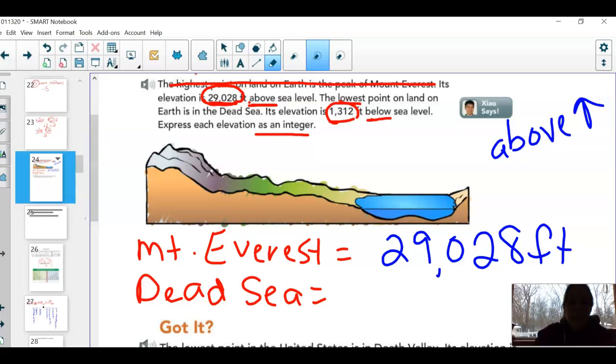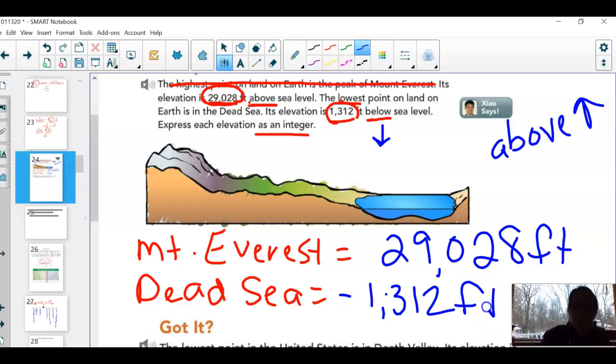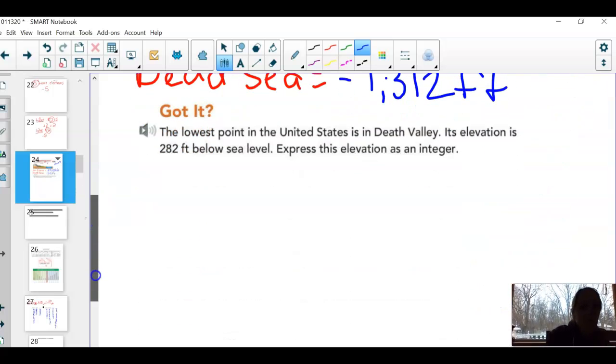Now I see the other one. Now I need Dead Sea. My number is 1,312. And I need to decide, is it positive or negative? Well, now I see below or bajo. Bajo is down or negative. So now I have a negative sign. And that's all I do.